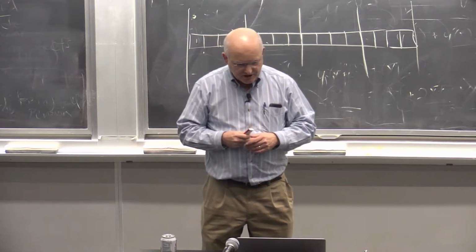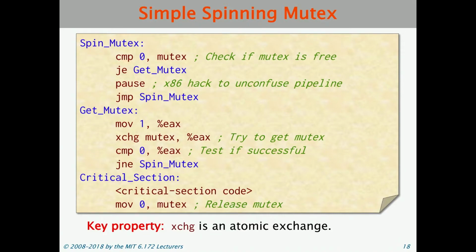So here's an implementation of a simple spinning mutex in assembly language. Okay? So the first thing it does is it checks to see if the mutex is free, if its value is 0. So it compares the value of the mutex to 0, and if it is 0, it says, oh, it's free, let me go get it. To get the mutex, it moves 1 into a register, and then it exchanges the mutex with that register, EAX, okay?